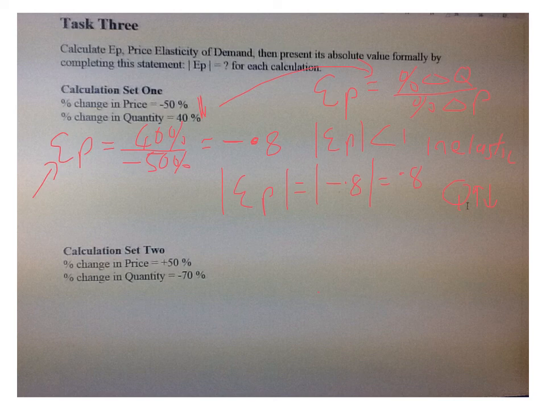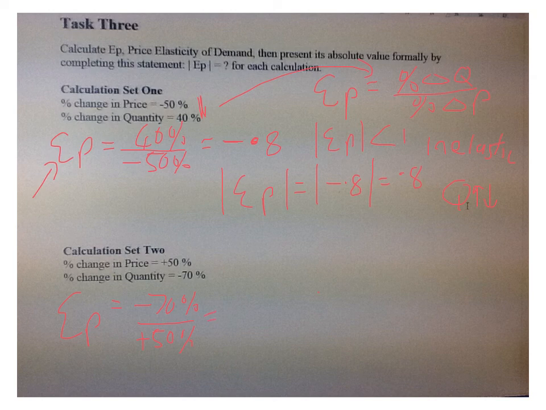Alright, moving on. This one, let me have a look at this. What have we got here? Okay, so that's minus 70% divided by plus 50%, if you want to be a bit of a purist about your signs.